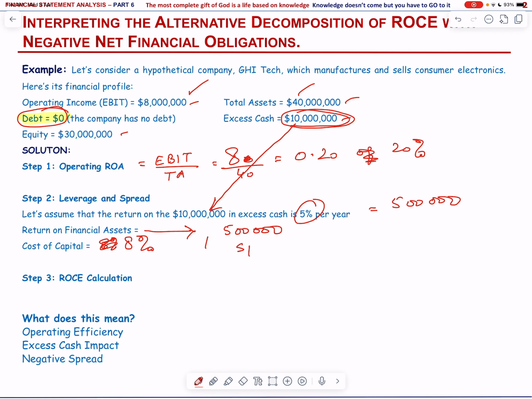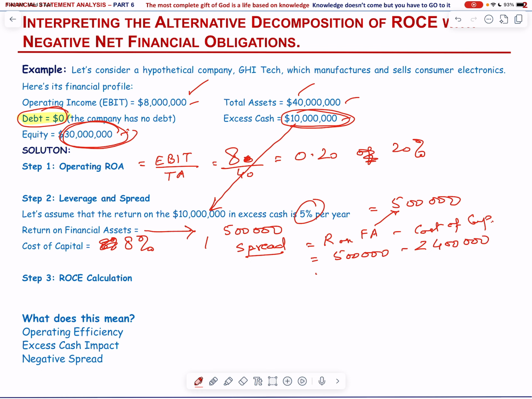Now, spread, as I have already said, is the return on financial assets minus cost of capital. So, return on financial assets we have already just now calculated, that is 500,000, minus cost of capital, we are having 8% on the equity, that is 30 million. So this is going to be 2,400,000. So this is going to be negative 1,900,000.